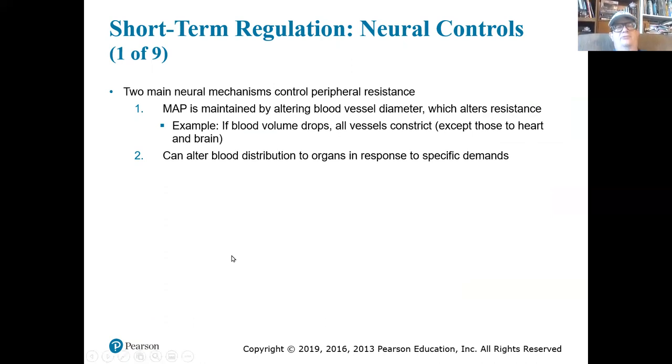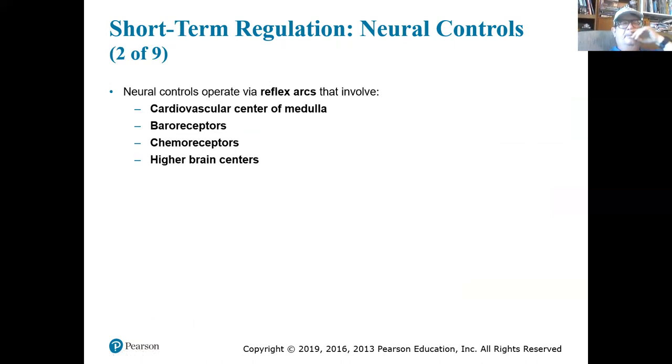If your blood volume drops, if you're bleeding out, all vessels constrict except those going to the heart and the brain. It's more important to keep the brain alive than it is to digest food or run. This can alter blood distribution to the organs in response to specific demands. We've already talked about that.